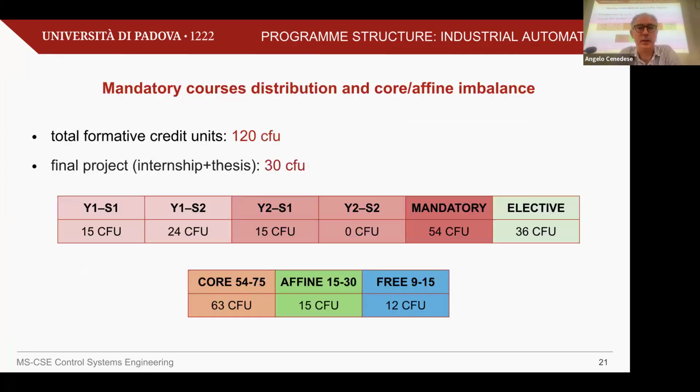The distribution of mandatory courses is this one. So 15, 24 during the first year, 15 second year, 0. You almost always have the second semester of the second year free. And this is the distribution that, as I said before, is equal for all 4 control system curricula.